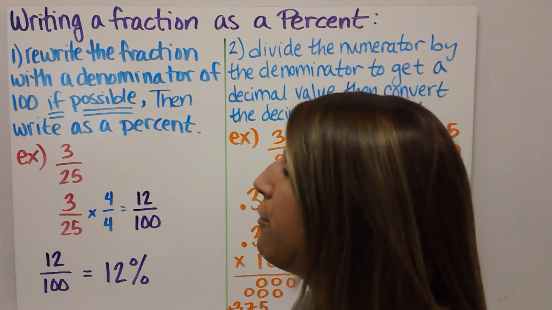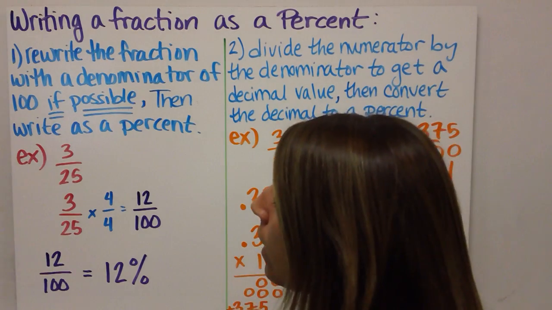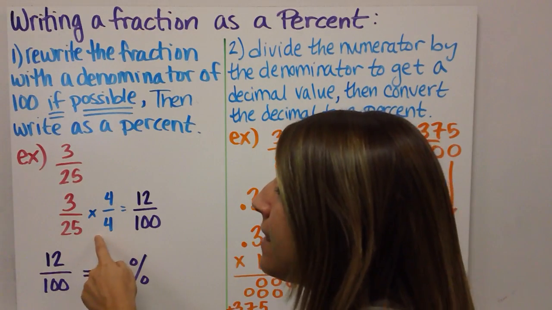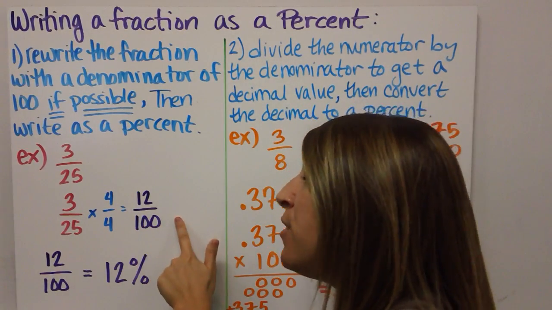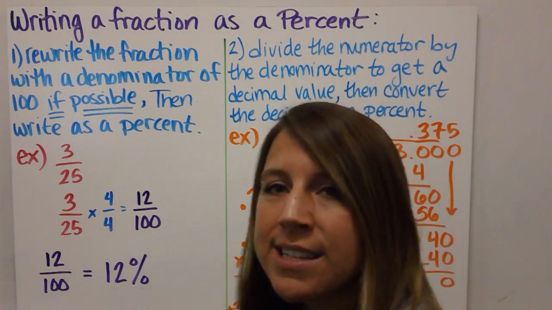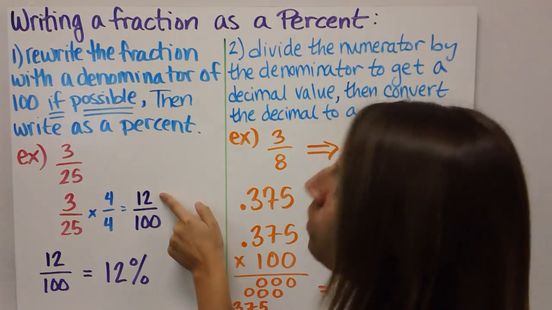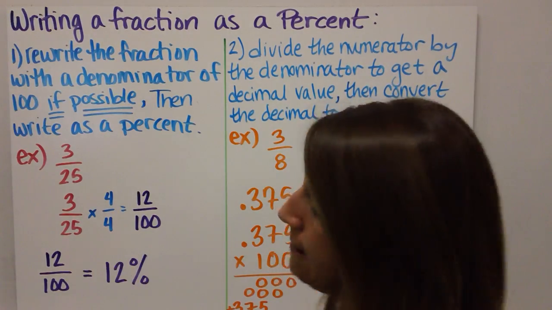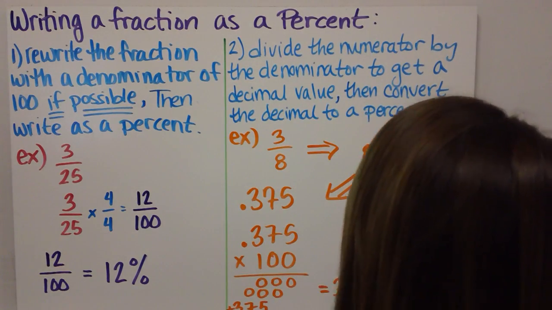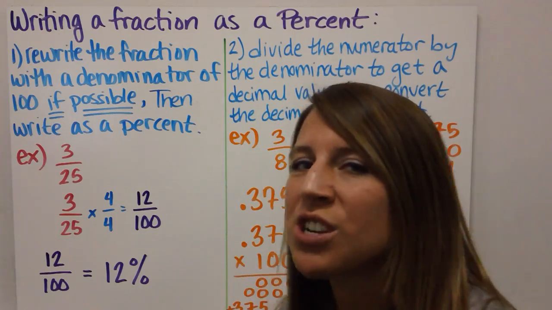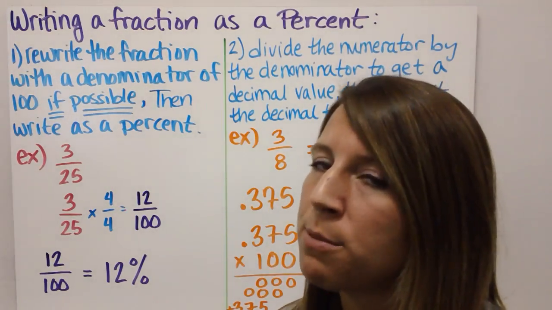If I have 3/25, immediately I know 25 goes into 100 evenly. So if I rewrite this fraction by multiplying by 4/4, I get 12 hundredths. 12 hundredths is equivalent to 3/25, and because it has a denominator of 100, I know that 3/25 is equivalent to 12%. Awesome. Love that method. But sometimes you may have a fraction that doesn't have a denominator that evenly goes into 100 to represent our percent that way.